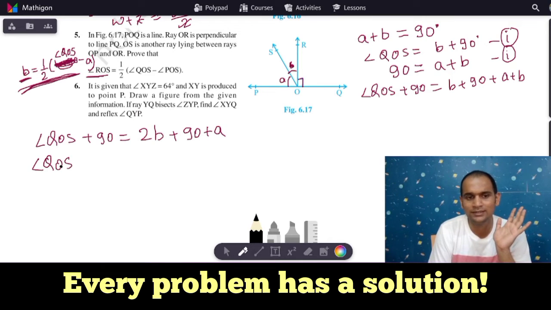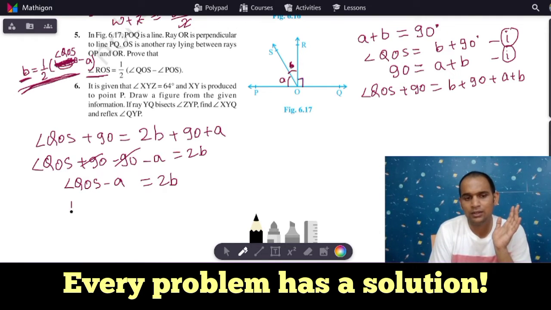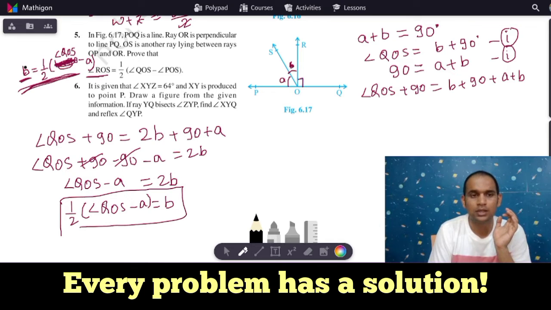So angle QOS plus 90 minus 90 minus A equals 2B. Plus 90 and minus 90 go away. So I'm left with angle QOS minus A equals 2B. I'll take this 2B to the other side. I'll get 1 by 2 of angle QOX minus A equals B. As you can see very clearly, this is what we were looking to prove.